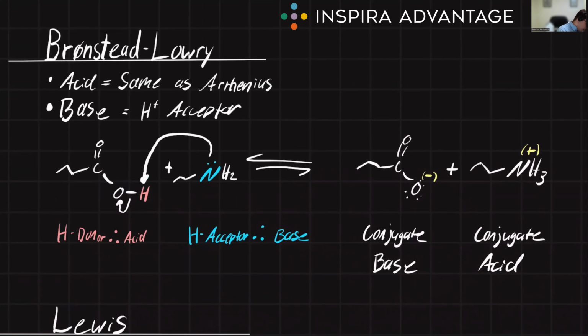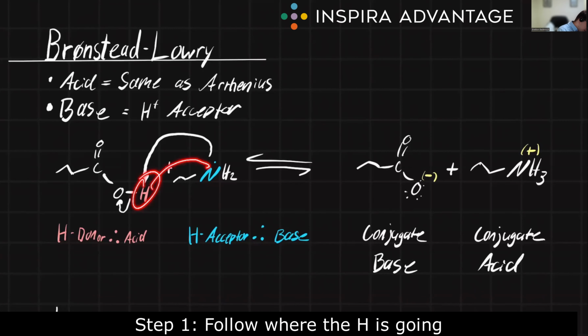Let's talk about what's going on the left. We can see the hydrogen donor. For me, this is the easiest part to see. Okay, I can just find the hydrogen, see where it's going. Well, this hydrogen is coming onto the nitrogen.